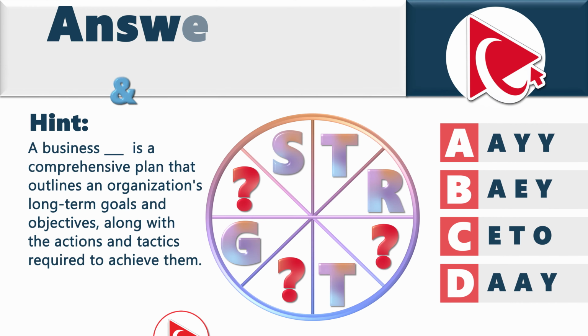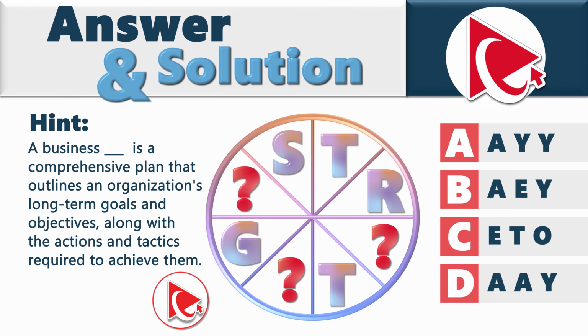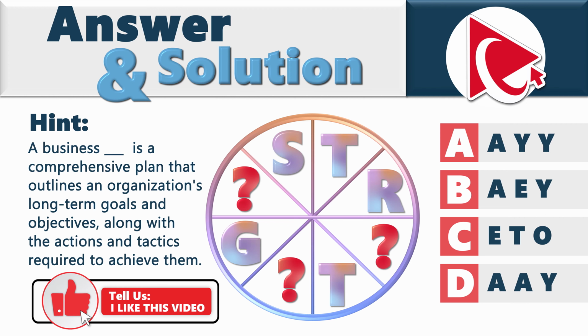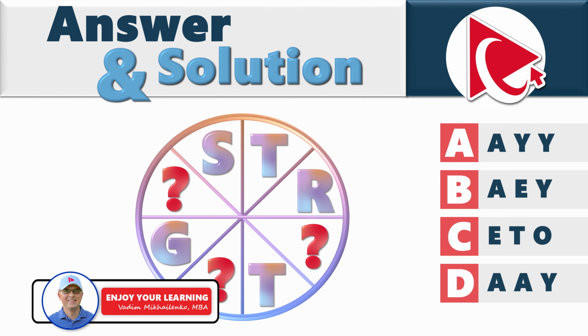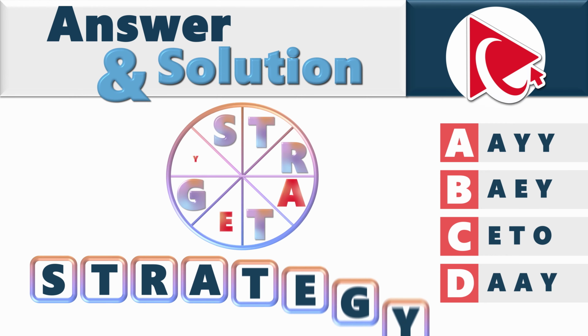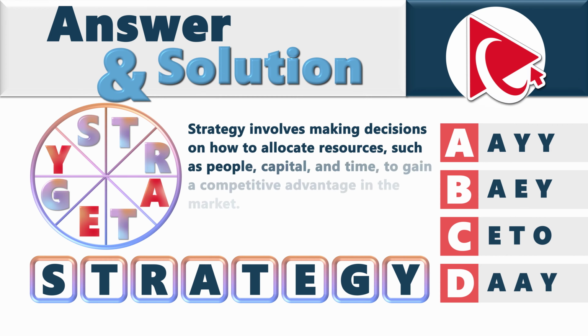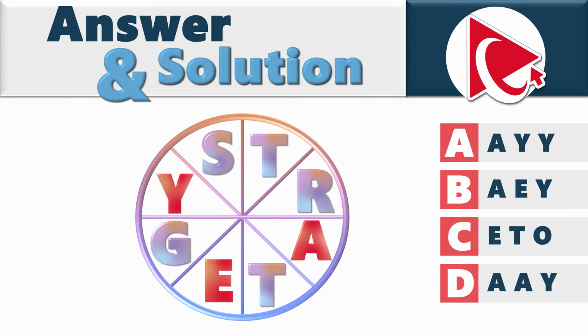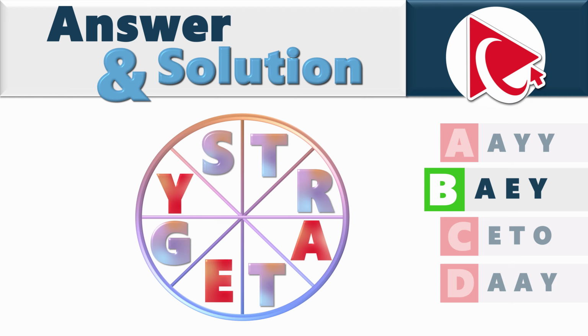This word represents a comprehensive plan that outlines organizations' long-term goals and objectives, along with actions and tactics required to achieve them. I am pretty sure you've got this now. The word is strategy. Strategy involves making decisions on how to allocate resources, such as people, capital, and time, to gain a competitive advantage in the market. So the missing letters are A, E, and Y, and the correct choice here is B.